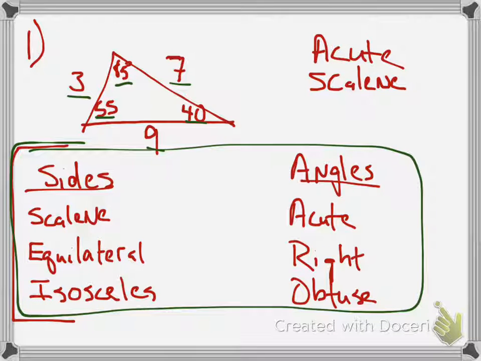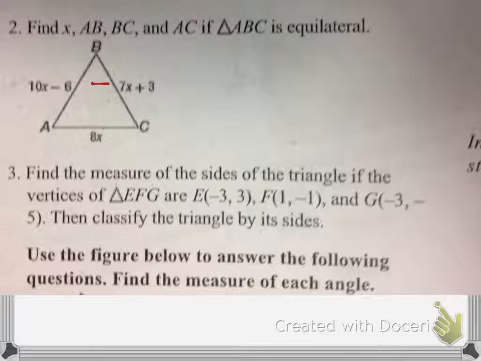You might want to add this to your note sheet: for the sides, scalene, equilateral, isosceles, and know that scalene is all different, equilateral is all the same, isosceles is 2 sides the same. Acute is all less than 90, right is 1 angle equals 90, and obtuse is 1 angle is greater than 90. So that might be something to add to your note sheet. Alright, let's move on to question number 2.